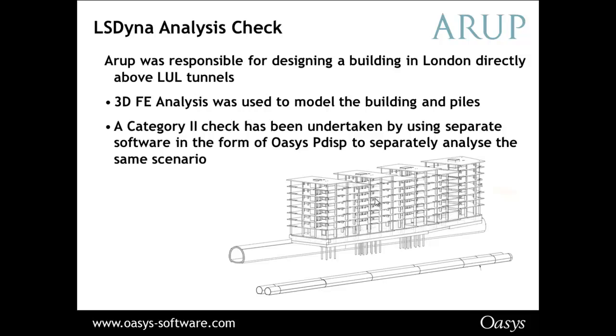A 3D FE analysis was used to model the building and the piles because the movements in settlements were extremely sensitive, and the client was very concerned about settlements in this case. But the Category 2 check was necessary, and this was undertaken using Oasys Pdisp. So this is quite a nice case study because it compares Pdisp to 3D FE.